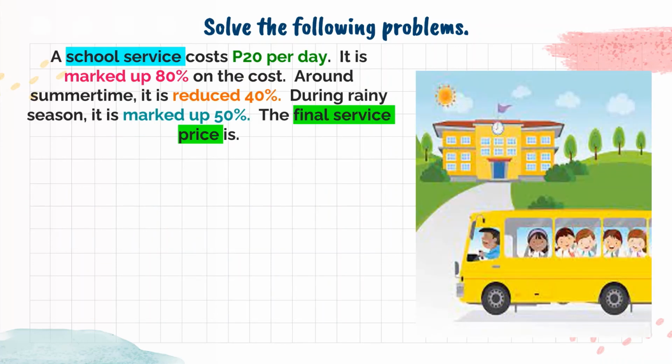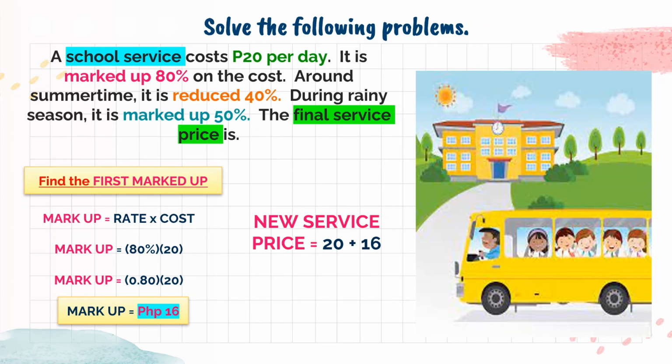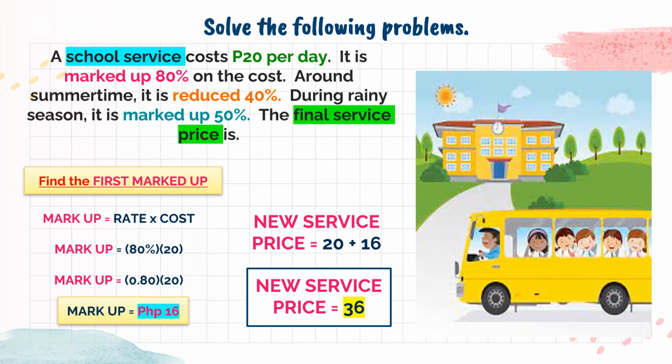Okay, a school service costs 20 pesos per day. It is marked up 80% on the cost. Around summertime, it is reduced 40%. During rainy season, it is marked up 50%. Final service price is, so we will find first the first markup. Markup is equal to rate times cost. Then 80% times 20 is equal to 16 pesos. So the new service price is 20 plus 16, that is 36 pesos. Then, nag-reduce siya ng summertime ng 40%.